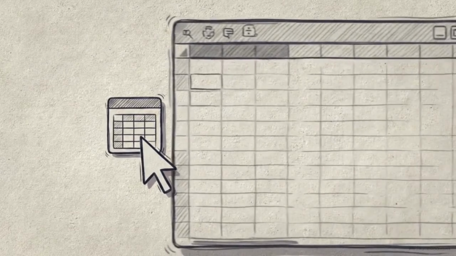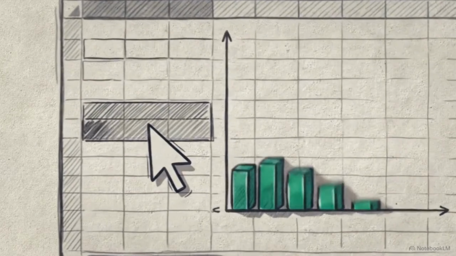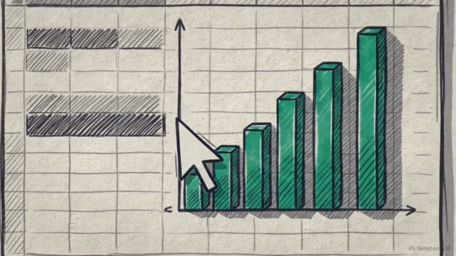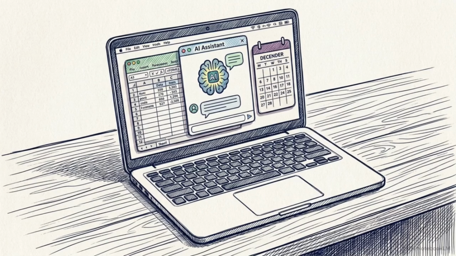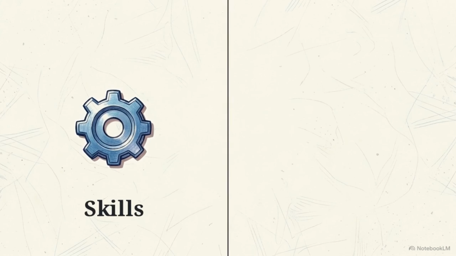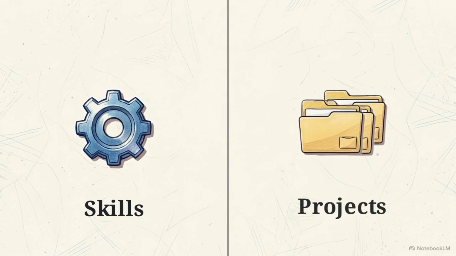It physically moves the desktop cursor, opens Excel, pastes the data, and builds the chart. Your AI is now a responsive, integrated operating system that executes work directly on your machine. In our next video, we will expand this setup by building custom repeatable skills and organizing your workflows into dedicated projects.